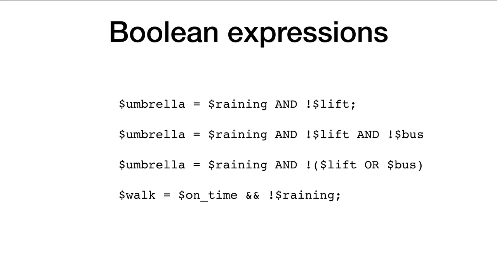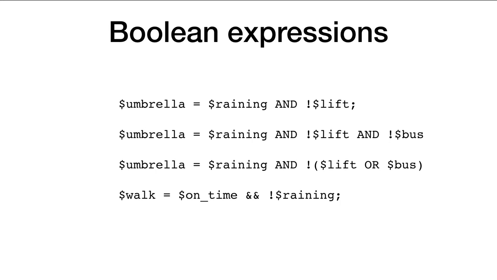Now if raining was false, well then we would have false and something. Doesn't really matter because that would turn out to be false, and so you wouldn't need an umbrella. So if it's not raining, you don't need an umbrella. If lift is true, then not lift would be false.